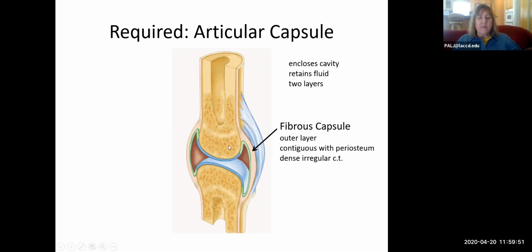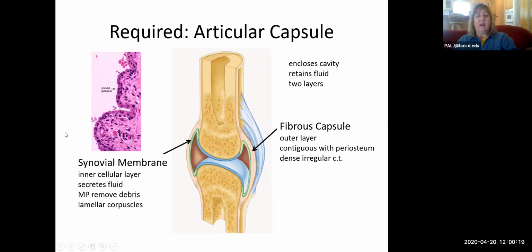And if you look at the fibrous capsule on both sides, what you will notice is we have periosteum of bone, which becomes fibrous capsule, which then becomes periosteum of the adjacent bone. And so just like periosteum was dense irregular connective tissue, so is the fibrous capsule going to be dense irregular connective tissue. And then inside the fibrous capsule, this green area is called the synovial membrane.